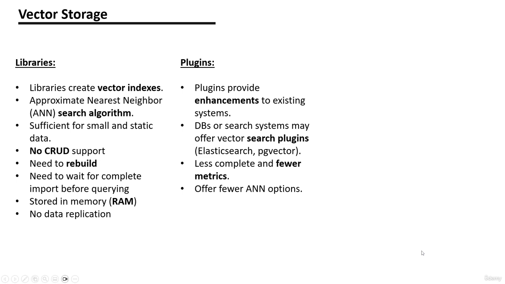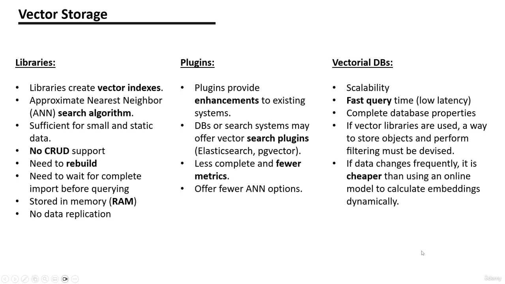Finally, when it comes to vector databases, the decision is based on three key aspects: the amount of data we have, usually in the millions or billions of records for utilizing vector databases, the speed required for queries, and whether all properties of a full database are necessary. If your data is static and you don't frequently update it, you could start by using the vector library.